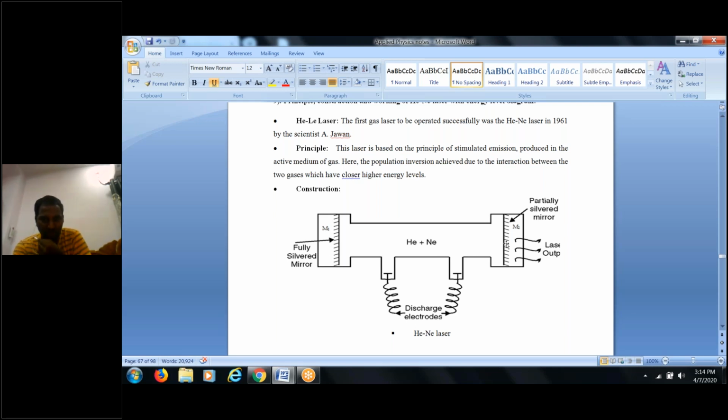And we have mirrors M1 and M2. Already I told you those two are concave mirrors. M1 on the left hand side is the thick concave mirror and M2 on the right hand side is the thin concave mirror. What is the purpose of the mirrors? We limit the entire light radiation generated in this discharge tube within the focus of these two mirrors. That is the purpose of the mirror system. At the bottom we have two electrodes. Between the two electrodes, a suitable potential difference is applied. As a result, neon atoms reach the higher energy level. Here you have to remember one point: pumping is a process which always excites the active material from the lower energy level to the higher energy level.